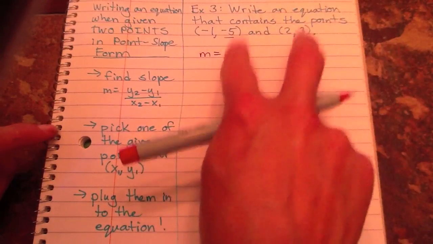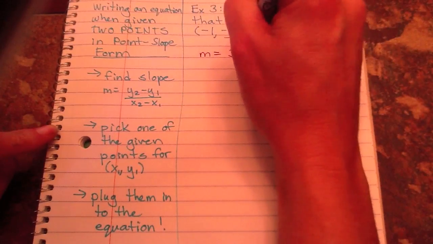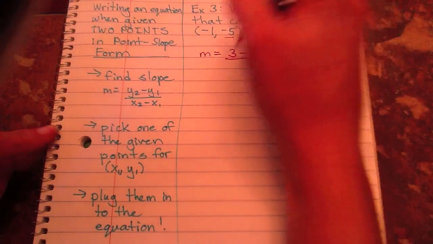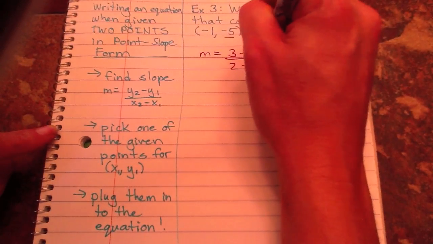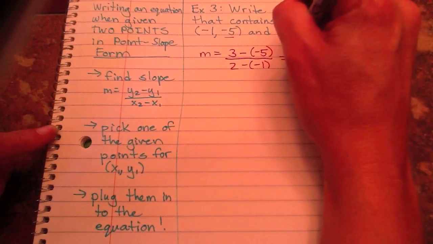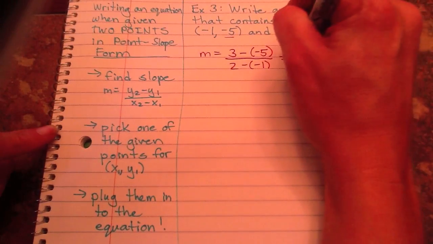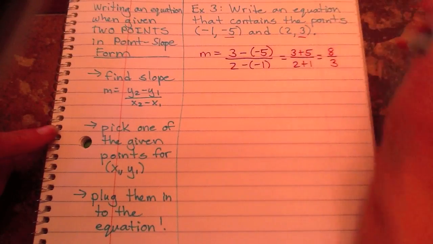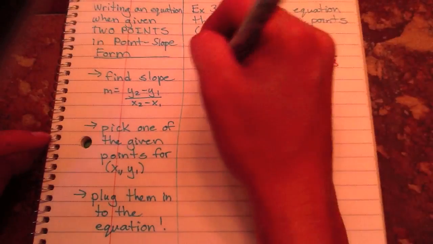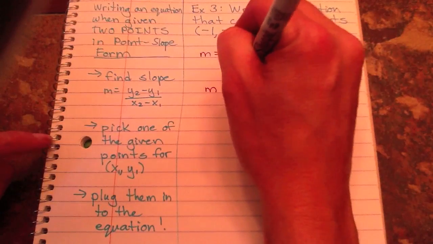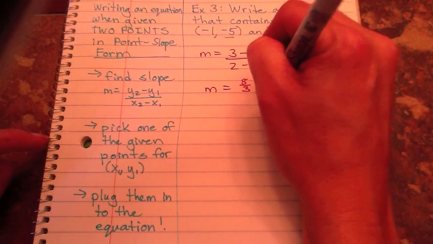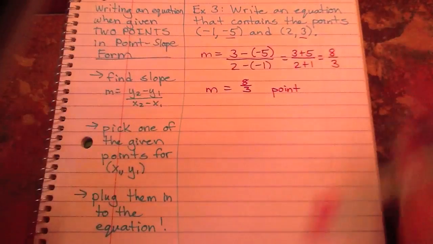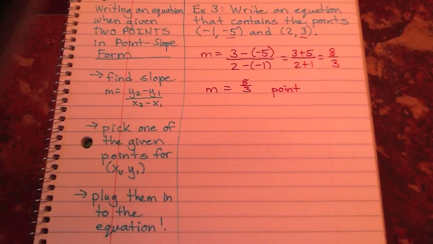M equals 3 subtracting a -5. Because I chose 3 first, I have to choose 2 first. 2 subtracting a -1. This ends up being 3 plus 5 over 2 plus 1, which is 8 over 3. So now I have m equals 8 over 3, and then point, again, you choose. It really doesn't matter. It's completely up to you.